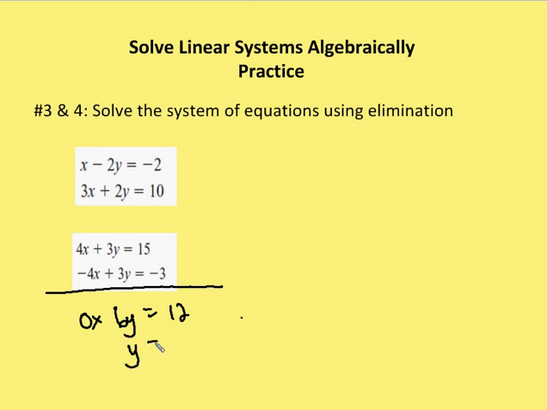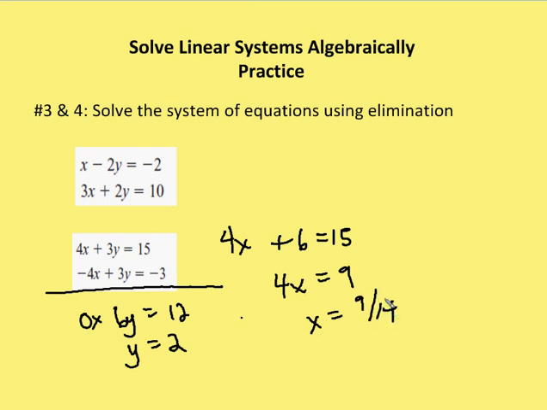Divide both sides by 6, and I get y is equal to 2. Now, with the value of y equal to 2, I substitute that back into any equation. Let's try the first one. So I get 4x plus 3 times 2, which would be plus 6, is equal to 15. Subtract 6 from both sides, and I get 4x is equal to 9, and x is going to be equal to 9/4. So let's see if we did that correctly.